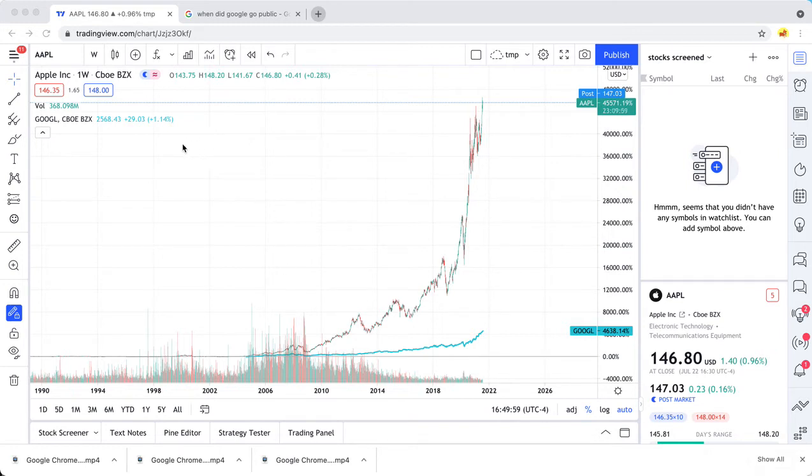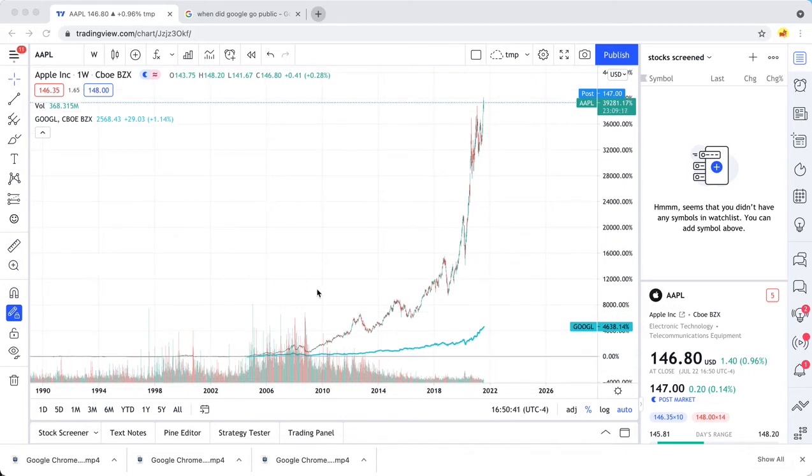So this chart shows Apple and Google. This is Apple, the blue is Google. So clearly, Apple has performed significantly better over the long term than Google, and it's not even really close. So does this mean that you should always choose Apple over Google, or why would you maybe want to choose Google sometimes?